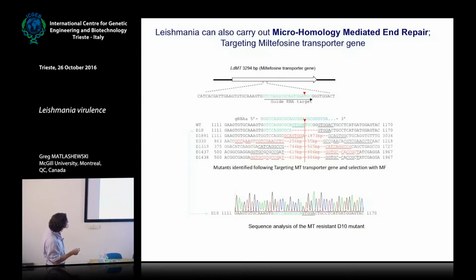but you were able to get repair occurring, and it was due to homology, but it was homology on the same chromosome rather than on the other chromosome. And this is called microhomology mediated end repair, a form of repair that is not used very much in higher eukaryotes. So it appears that Leishmania has changed the way it repairs DNA. It doesn't use the non-homologous mechanism, but it can use this mechanism here. And this is another way in which genes can be deleted. So CRISPR-Cas is working in Leishmania with this approach now.